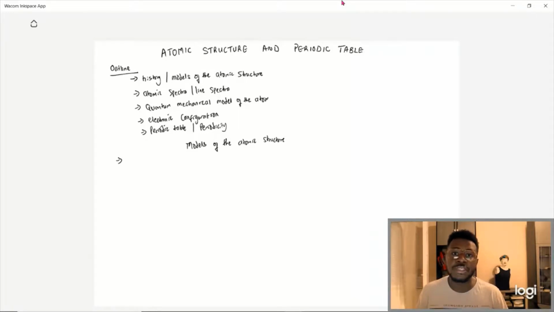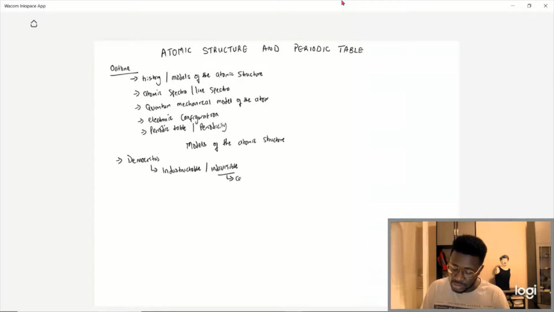Okay, so the first real person that talked about the structure of the atom was Democritus and other philosophers also. Democritus existed before Dalton. He thought that the atom was indestructible. So you cannot destroy it and it's indivisible. So it's the smallest thing, cannot be divided further. That's what indivisible means.